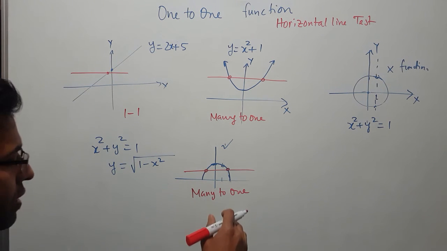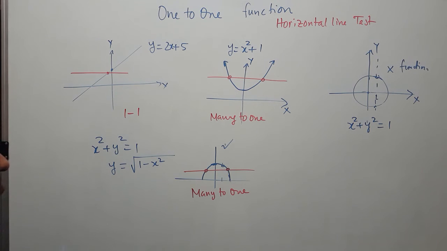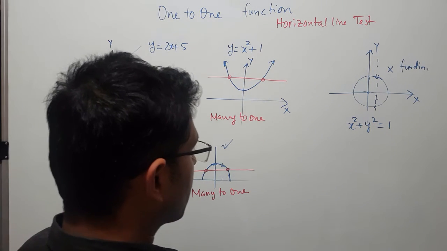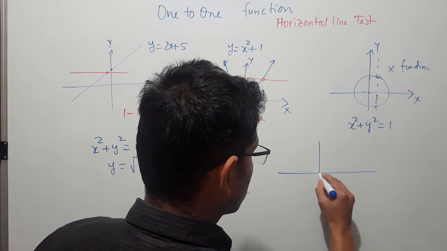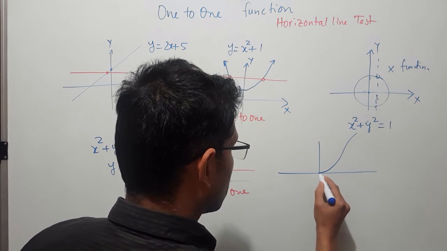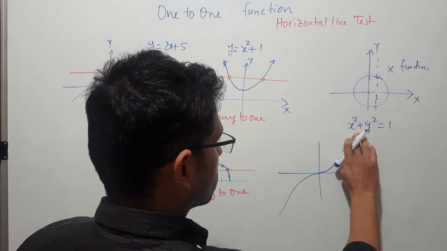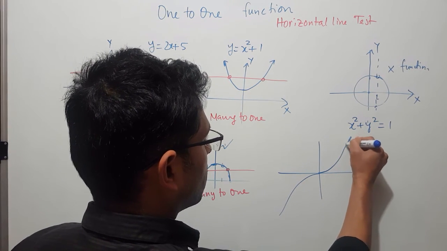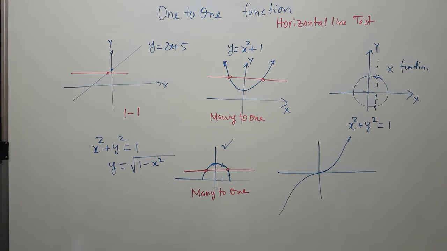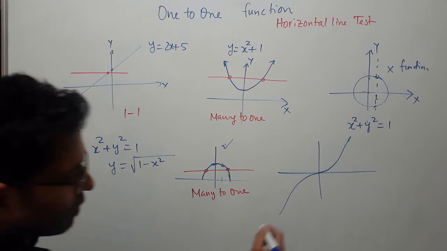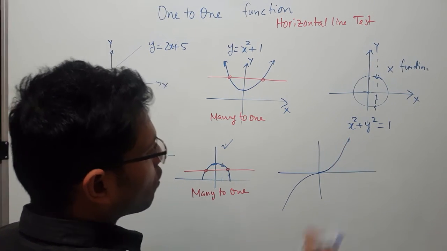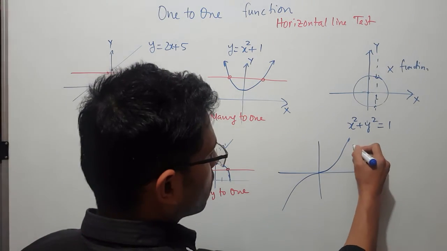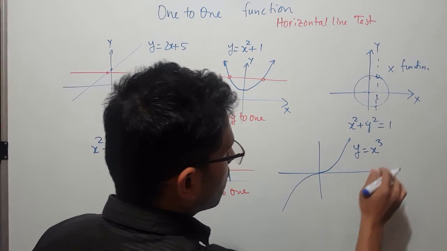Look at another example. Maybe the graph is like this: it's going like that, an increasing trend, and then it goes flat, and keeps going like that. So what sort of graph is it? Actually it's a cubic graph. We can say y equals x cubed, that's the function, and this is a function.